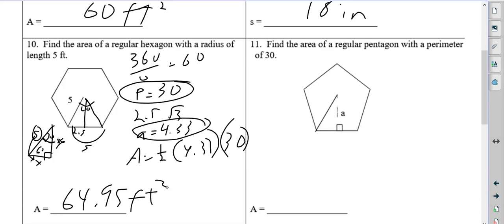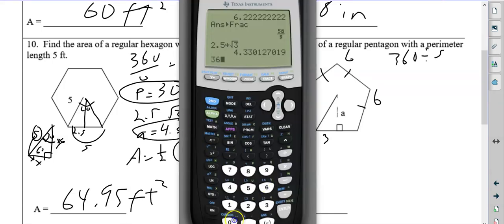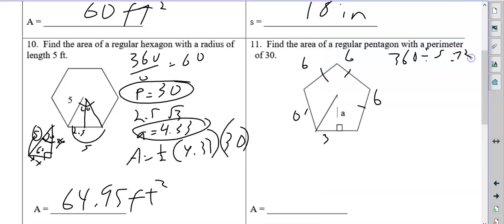Find the area of the regular pentagon with a perimeter of 30. Well, that means each of these sides is 6, which means this is 3. Well, 360 divided by 5 is 72, which means this angle here is 36.